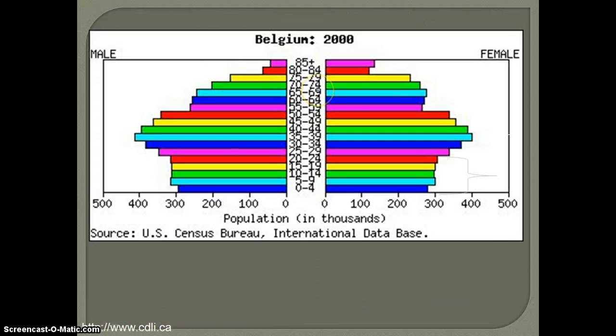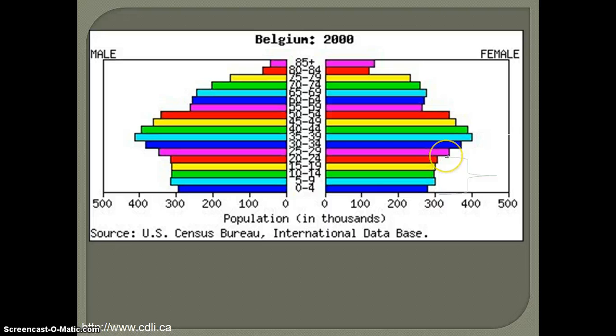Again, we get back to another example of a population pyramid. This is the country of Belgium in the year 2000. And we see, very similar to Canada, that you had this growing population here up until about the ages of 30 to 35. And then we see this decline.